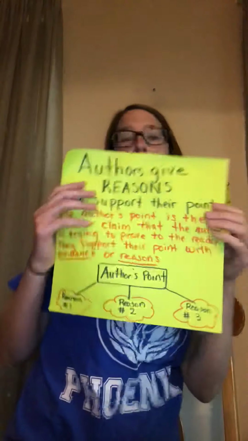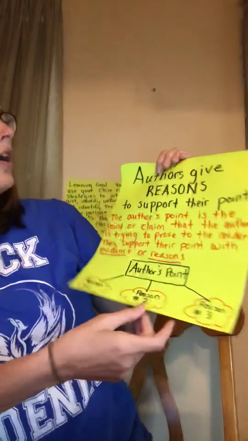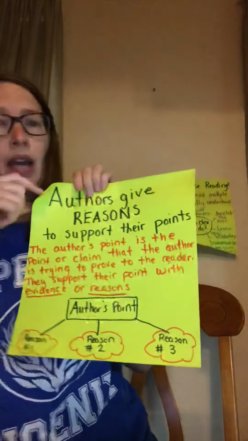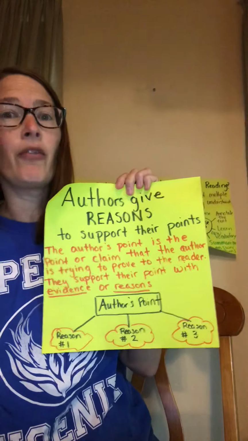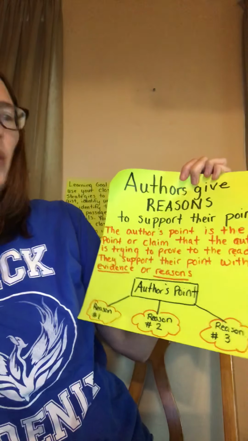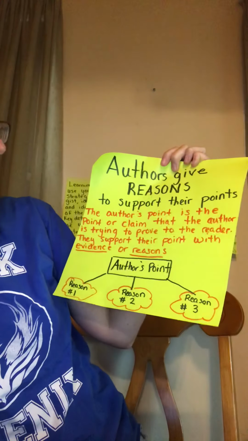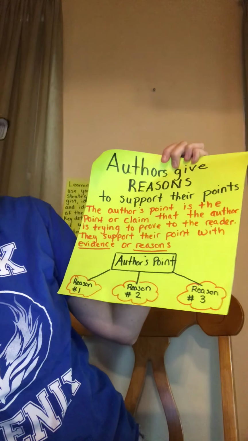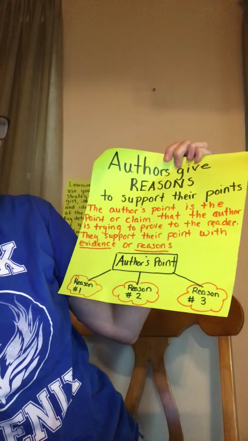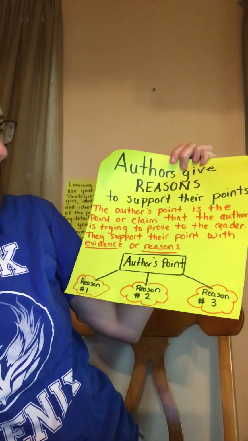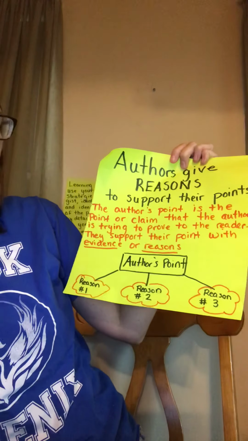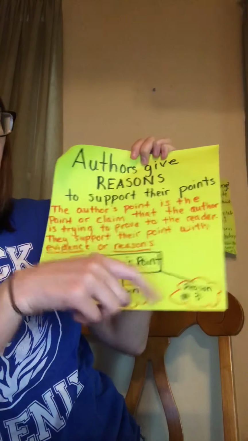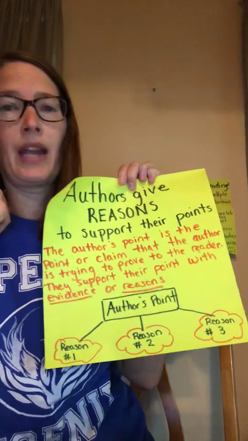Here is an anchor chart to explain authors giving reasons. Authors give reasons to support their points. The author's point is the point or claim that the author is trying to prove to the reader. So they support their point with evidence or reasons. The author's point, reason 1, reason 2, reason 3.